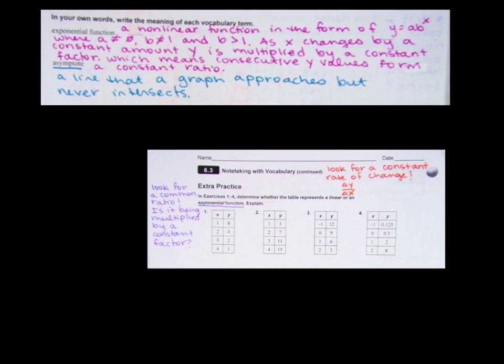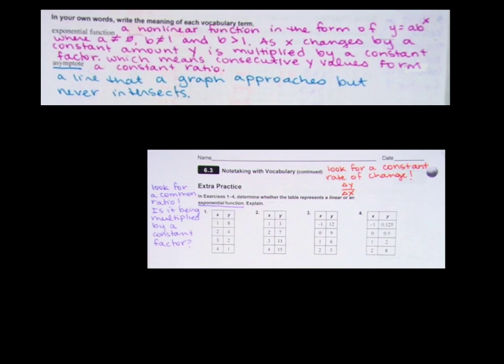So I asked you guys to do the vocabulary for homework after your quiz last week. So an exponential function is a nonlinear function in the form of y equals ab to the x power, where a doesn't equal 0 and b doesn't equal 1. B is going to be greater than 1. Now the first thing that we talked about is that as the x changes by a constant amount, your y is being multiplied by a constant factor. We talked about that using these table of values, which is what I'm about to talk about.